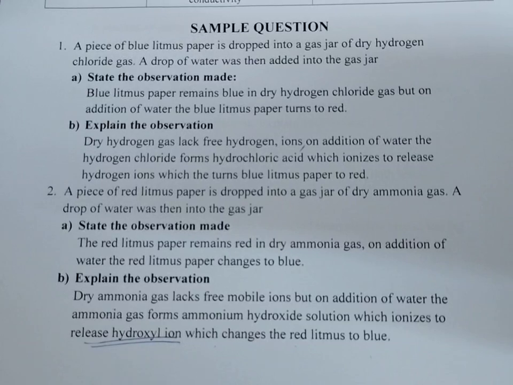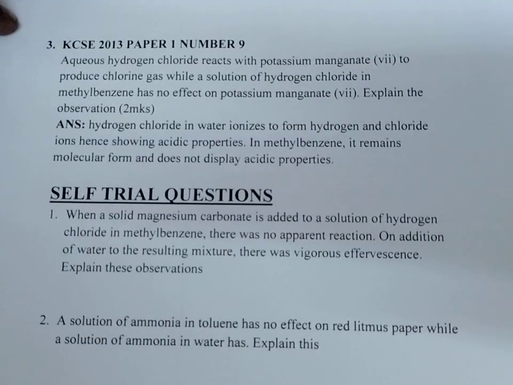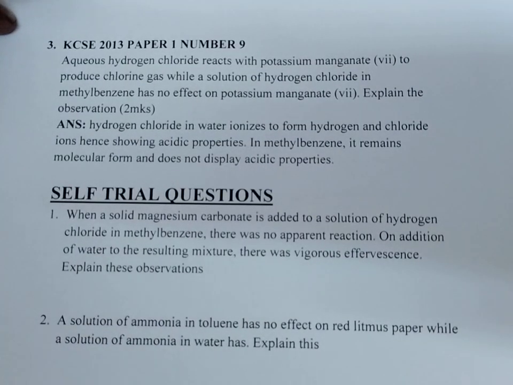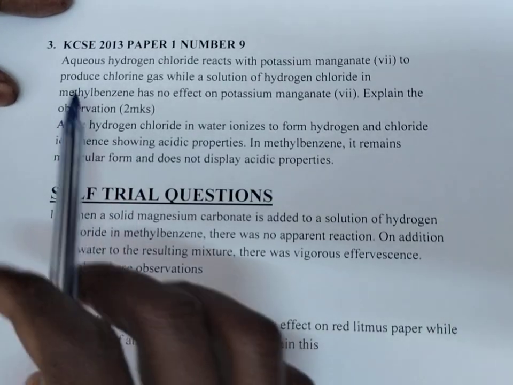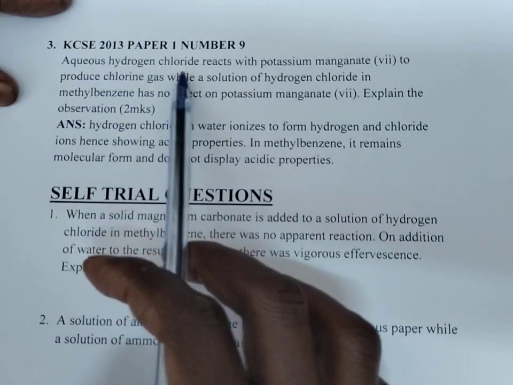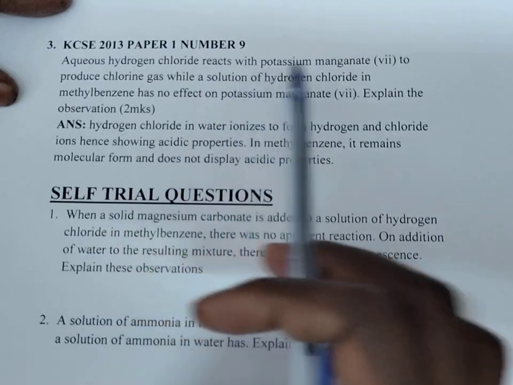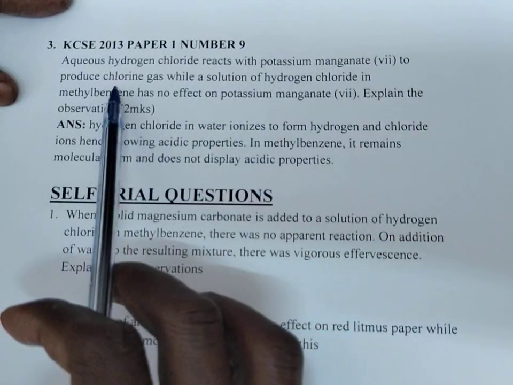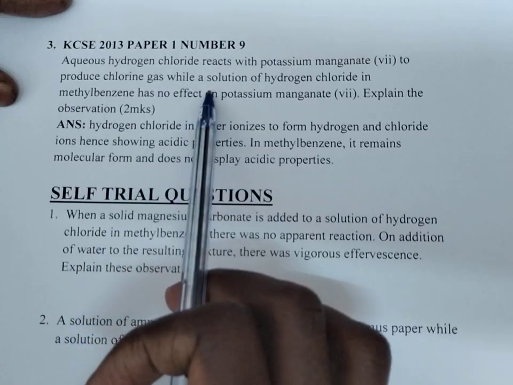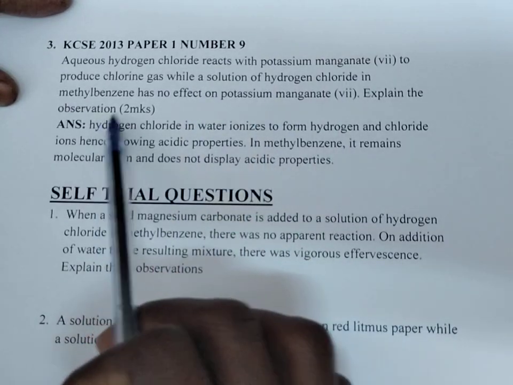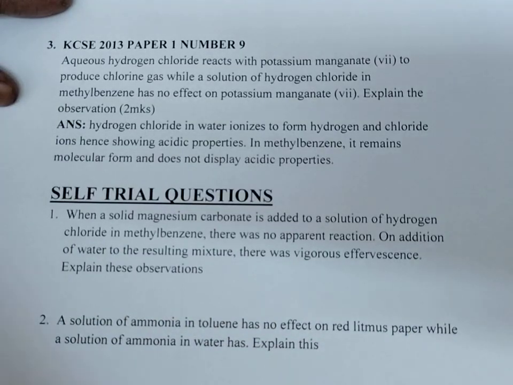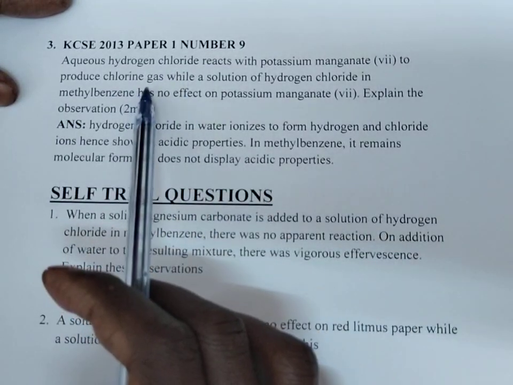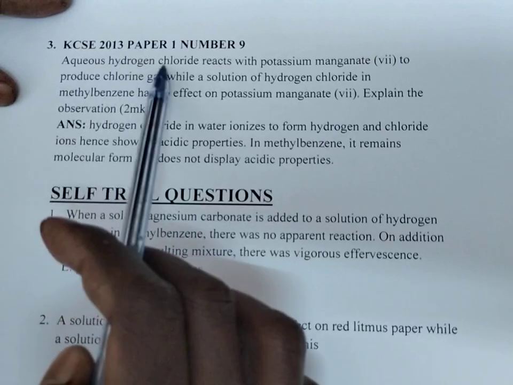Next, let's see another one. This is a KCSE question, KCSE 2013, paper 1, question number 9. Aqueous hydrogen chloride gas reacts with potassium manganate(VII) to produce chlorine gas, while a solution of hydrogen chloride gas in methyl benzene has no effect on potassium manganate(VII). Explain the observation. Here we have hydrogen chloride gas in water, meaning aqueous hydrogen chloride gas.